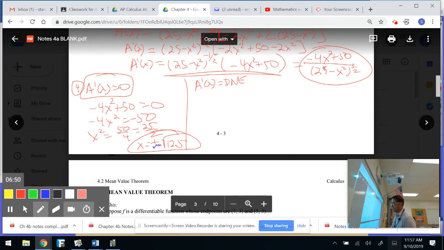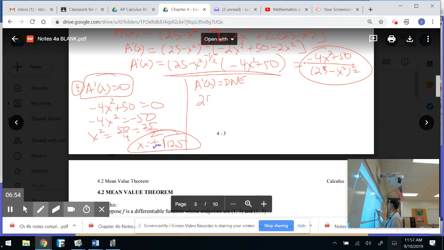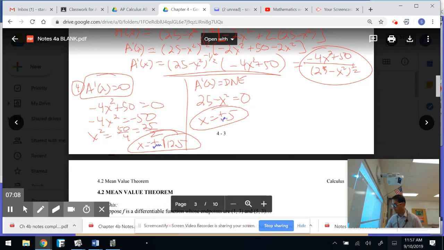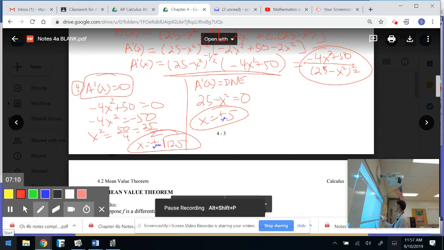Okay, let's do the DNE. All we care about is when the bottom, and we don't even bring that 1/2 with it, because if 25 minus x squared is 0, the whole thing is 0. And if we solve that, we get plus or minus 5. Who cares about the negative? All right, that's step 4. All right, step 5, let's go ahead and test these.